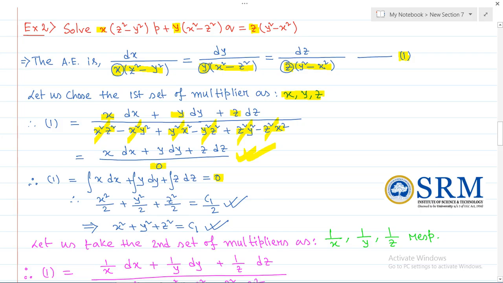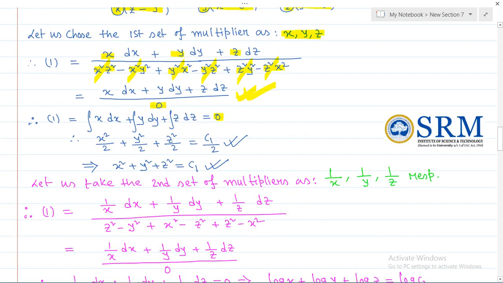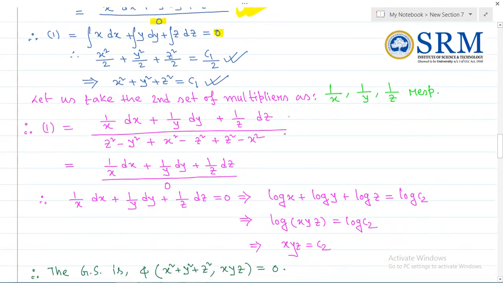1 by y with the second factor, 1 by z with the third factor. So let us take the second set of multipliers as 1 upon x, 1 upon y, 1 upon z respectively. So 1 upon x dx plus 1 upon y dy plus 1 upon z dz. From the first term x will vanish, we have z square minus y square. From the second term we have x square minus z square. From the third term we have z square minus x square.